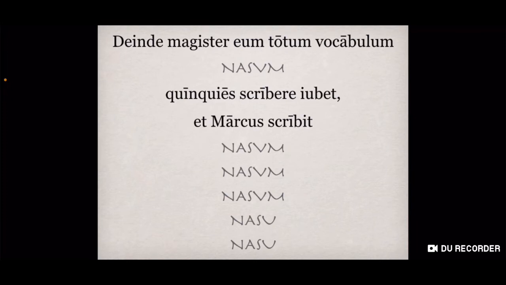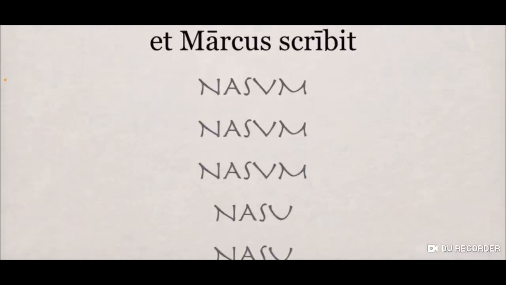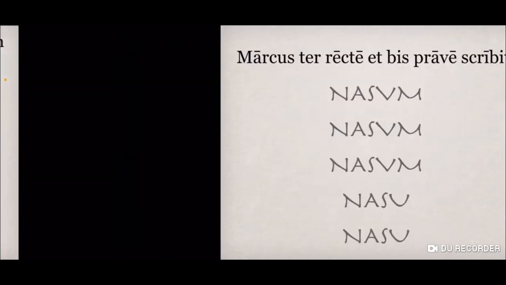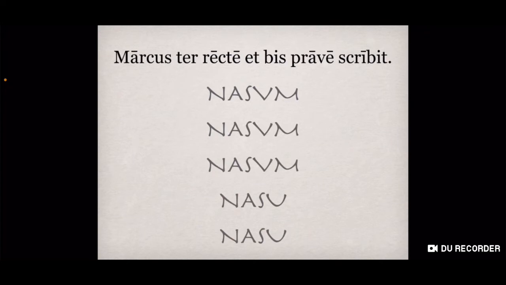Et Marcus scribit nasum, nasum, nasum, nasu, nasu. Marcus ter recte et bis prave scribit. Marcus correctly writes 3 and twice incorrectly. Three times he writes correctly and twice incorrectly.